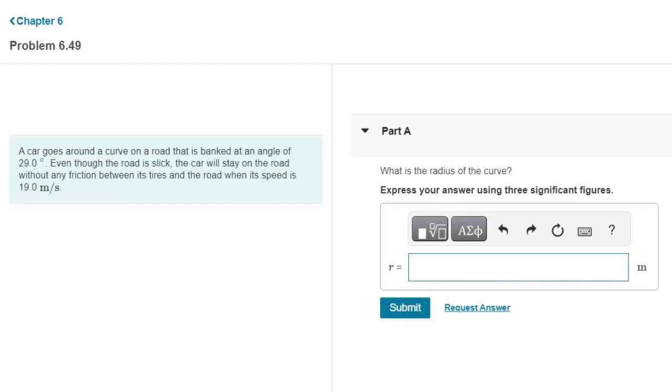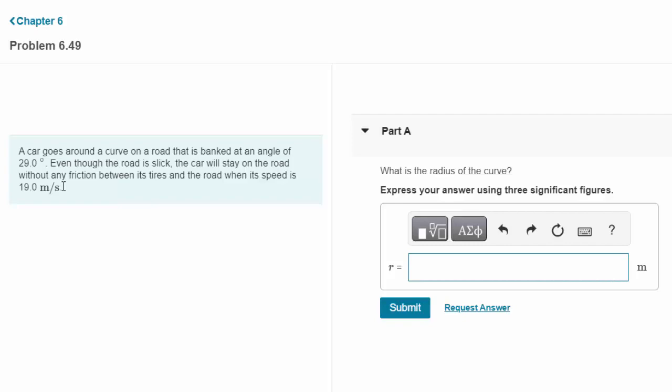Hello everyone. This video is over item 5 in chapter 6 homework, which is pertinent to problem 6.49 in the textbook. And the question is about a car moving in a circular motion around a curve, a bank curve with an angle of 29 degrees. You are told that the road is slick, meaning the friction is almost zero, negligible.